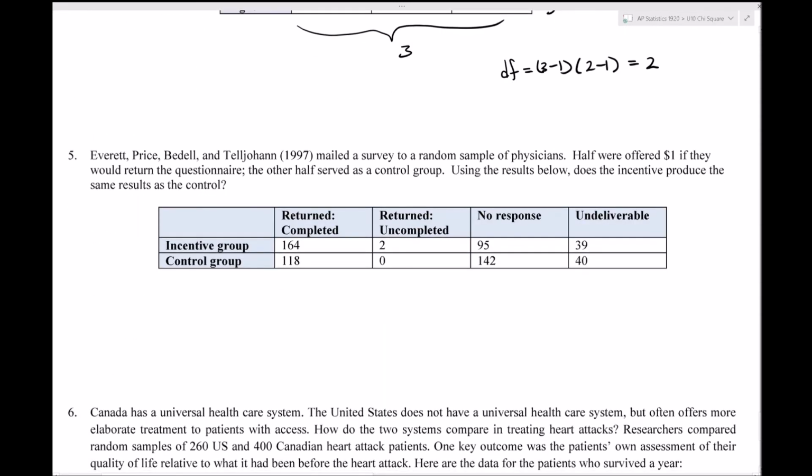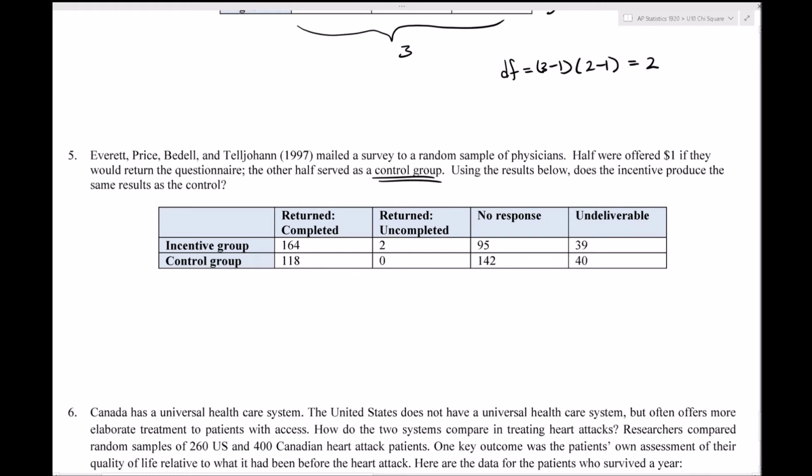Number 5. Everett, Price, Bettel, and Teljohan. So 1997. So that's probably the name of an article. So they mailed a survey to a random sample of physicians. Half were offered $1 if they would return the questionnaire. The other half served as a control group. So is there a big difference between being offered $1 to return a questionnaire and not being offered $1? So I think that's what they mean by control group. That's kind of weird. They probably should have upped the amount here.